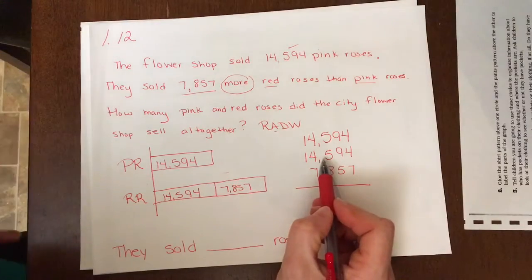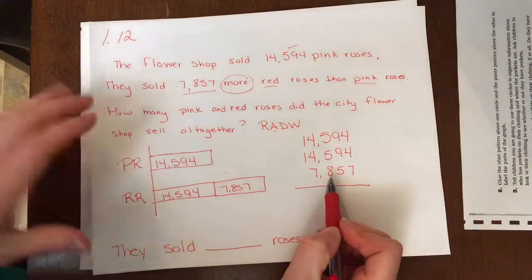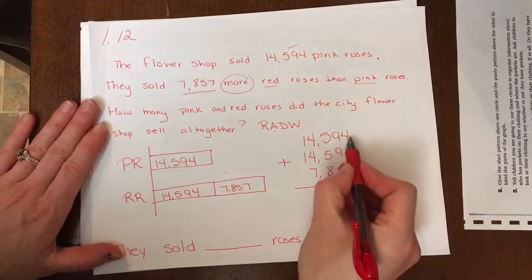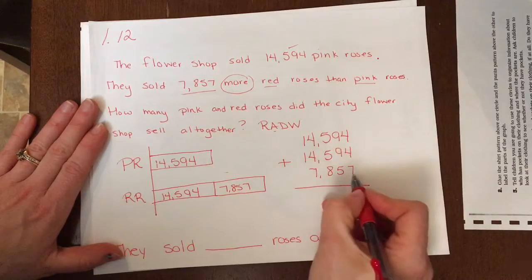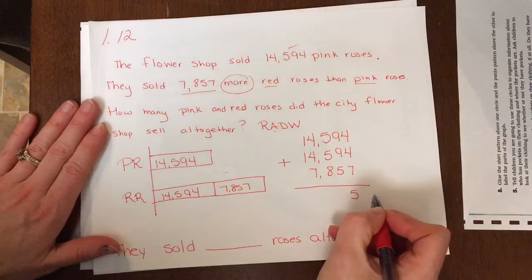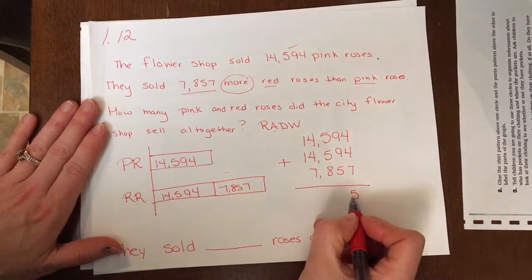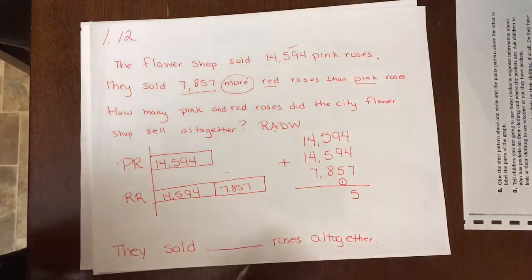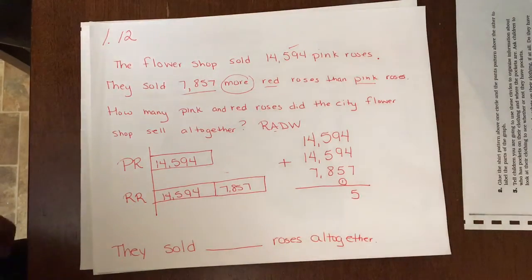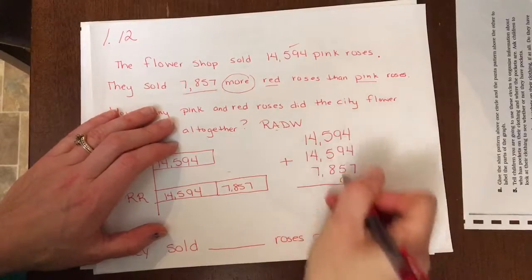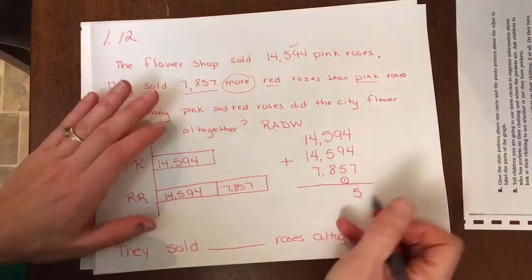14,594, 14,594, and 7,857. We're going to add these together. 4 plus 4 is 8, plus 7 more is 15. You know you can't put it there because it's 15 ones. So that means I have 10 extra ones, which become a 10. Go ahead and pause while you continue this. If you need my help, then stay with me. If you don't, you can kind of zip forward a little bit.